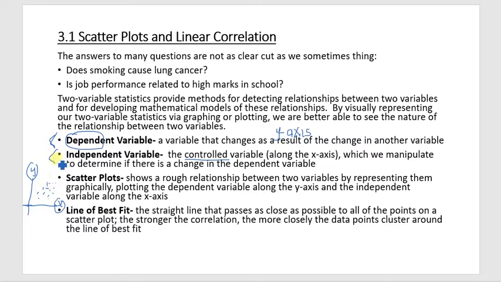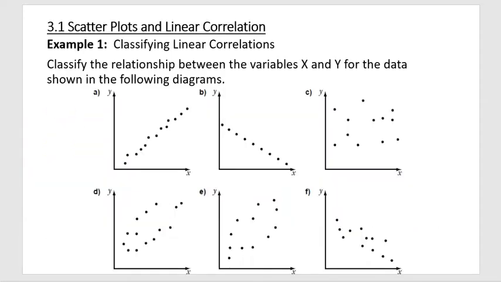And then when we have a scatter plot, we're able to use the line of best fit. This is a straight line. Of course, every line is actually straight, but this is a straight line that passes as close as possible to all of the points in the scatter plot and through as many points as possible. And this is basically what we're going to get into in this unit. The stronger the correlation, the more closely the data points cluster around the line of best fit. So take a look at these examples of a line of best fit. Let's actually classify the relationships between x and y.